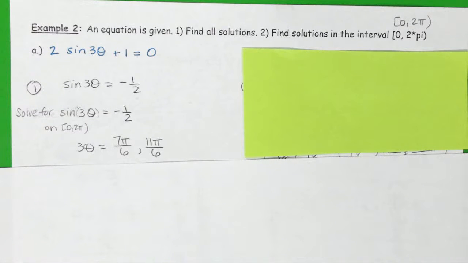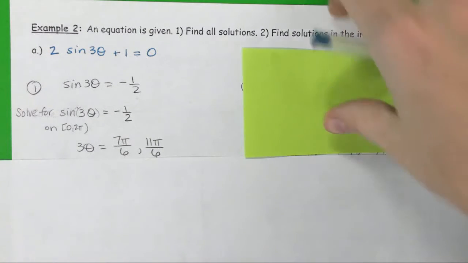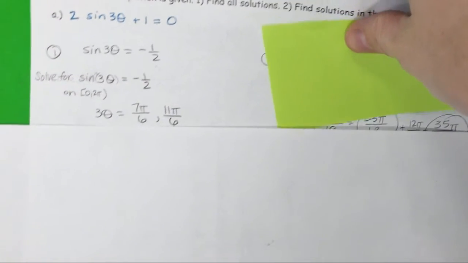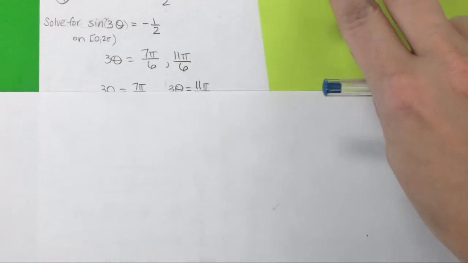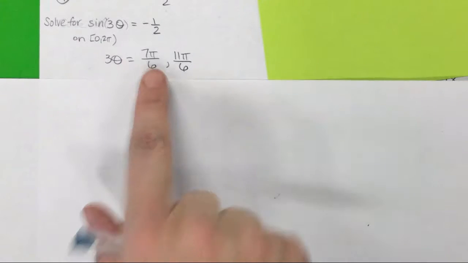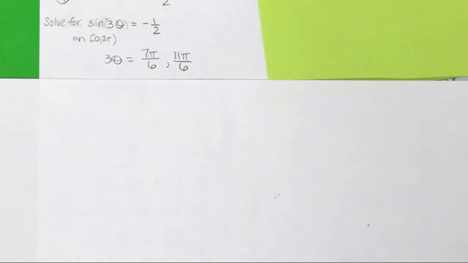Now, it's just like if you had 3 times x. If you want the x by itself, if you want the theta by itself, what are we going to do to both sides? Divide by 3, which if you have fractions, it's easier to think of as multiplying by the reciprocal. Yeah, so multiplying by 1/3, which is the reciprocal. So that's exactly what I'm going to do. I want you to multiply 7 pi over 6 by 1/3 and 11 pi over 6 by 1/3.